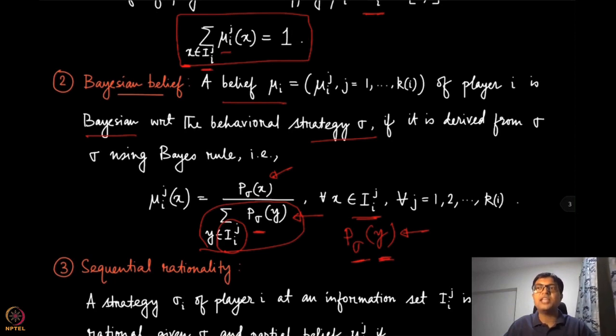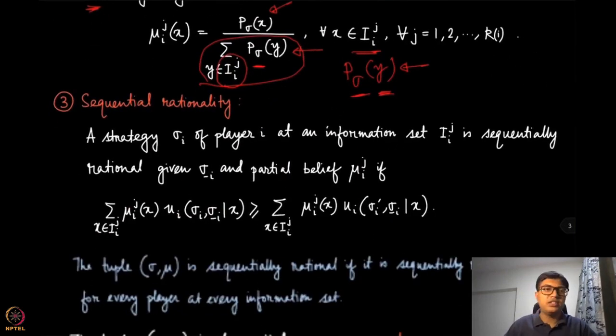You are essentially already conditional on the fact that you are in this information set I_i. What is the probability that you will be in that node X in that information set? That is going to be given by this belief. And because it is consistent with that sigma, using this Bayes rule, we are going to call this belief a Bayesian belief.